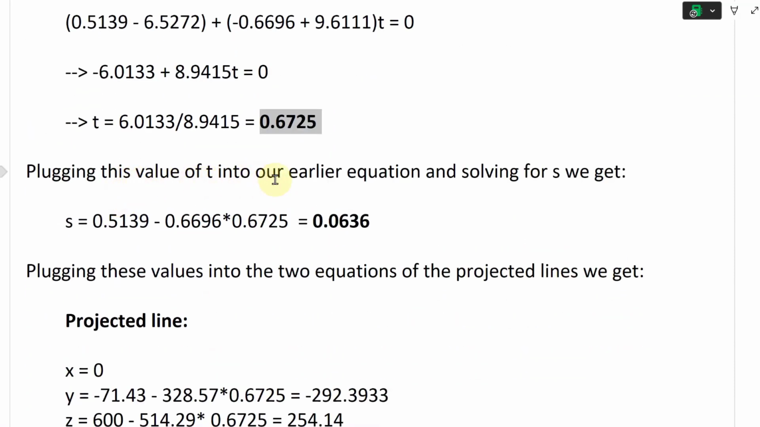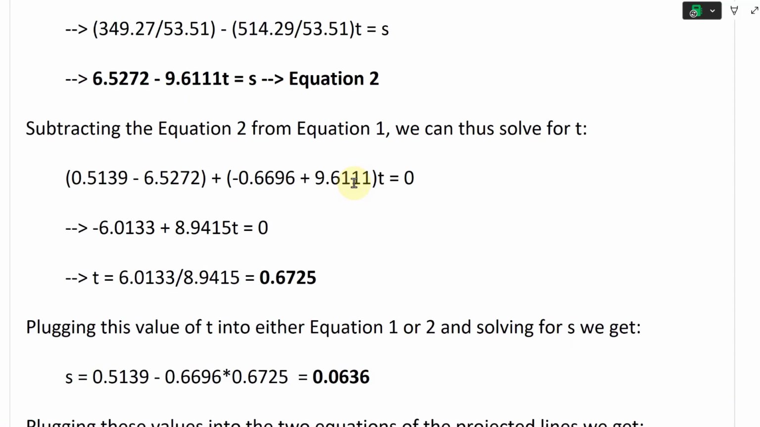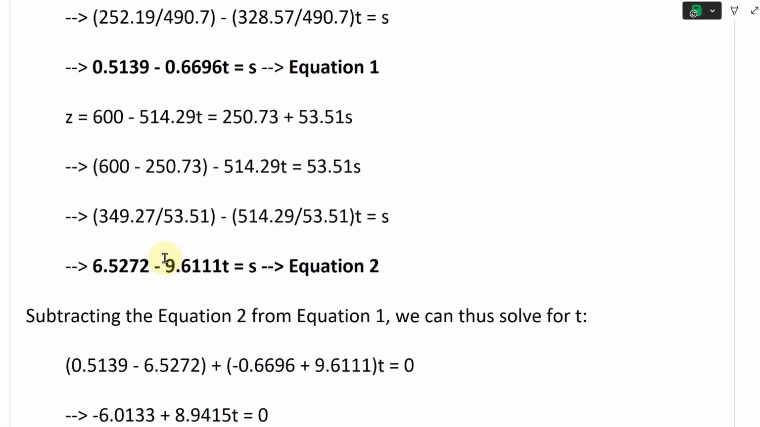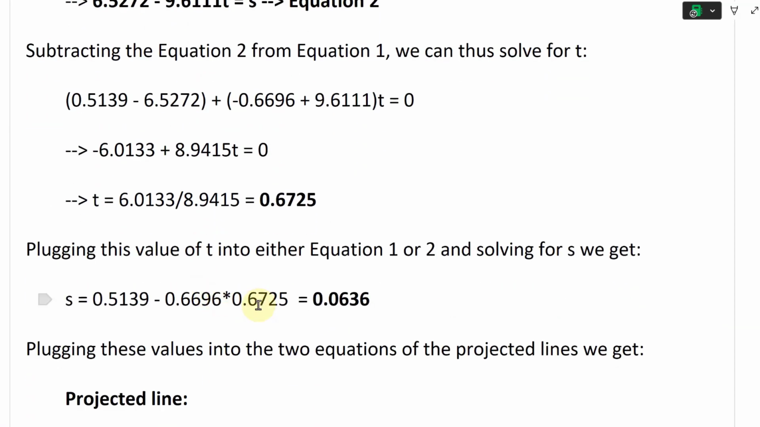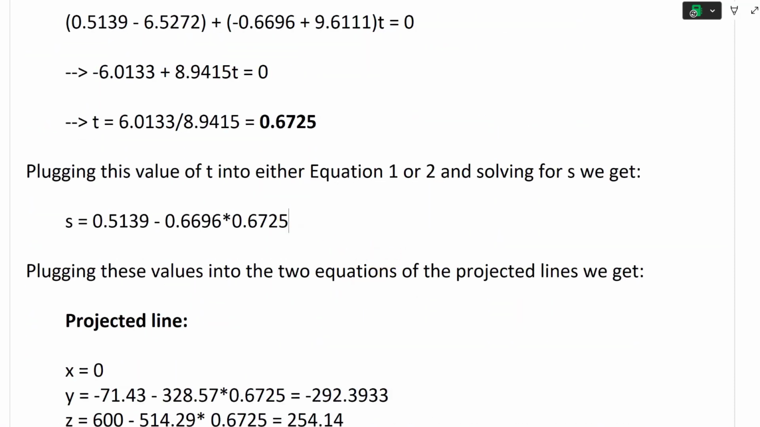So plugging this value of t into either equation 1 or 2 and solving for s, we have it over here. So s is equal to, and this is equation 1, that's this right here. So s equals 0.15139 minus 0.6696, times t, which is here, because remember we have a t there. And this equals 0.0636, like that.